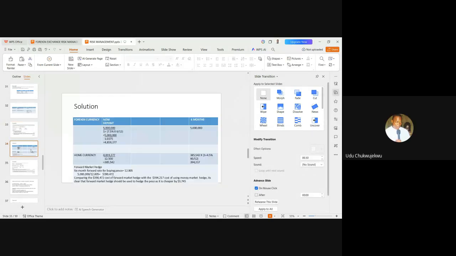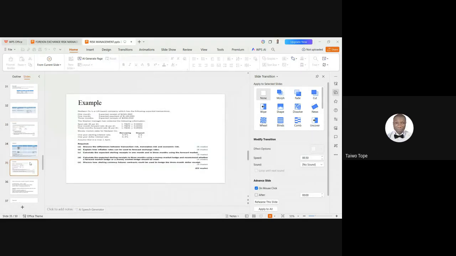All right. Moving to this question: Nedwin Co. is a UK-based company which has the following expected transactions. A 1-month expected receipt of $240,000, and a 1-month expected payment of $140,000. At this point, let me ask, what will be the net receipt in terms of 1 month? Because you have payment and you have receipt within 1 month.